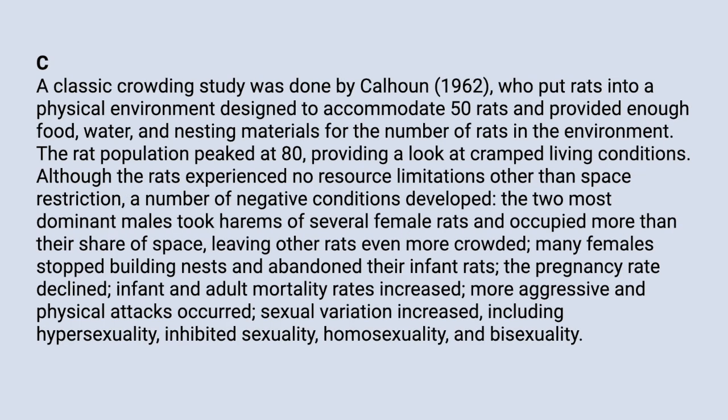A classic crowding study was done by Calhoun, 1962, who put rats into a physical environment designed to accommodate 50 rats and provided enough food, water, and nesting materials for the number of rats in the environment. The rat population peaked at 80, providing a look at cramped living conditions. Although the rats experienced no resource limitations other than space restriction, a number of negative conditions developed. The two most dominant males took harems of several female rats and occupied more than their share of space, leaving other rats even more crowded.